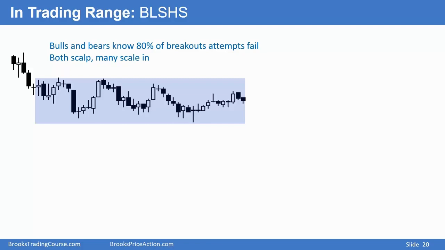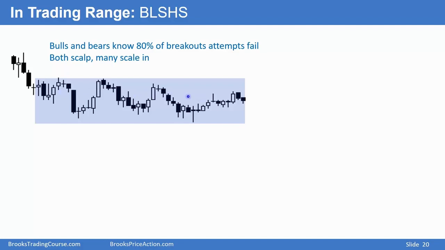So they're scalping. Bulls and bears are buying low. Bears are buying low to buy back their shorts. Both are selling high. Bulls are selling high to sell out of their longs. But both know that because of the market cycle, the market's either in a trend or a trading range. And if it's in a trend, eventually it becomes a trading range. If it's in a trading range, eventually it becomes a trend.